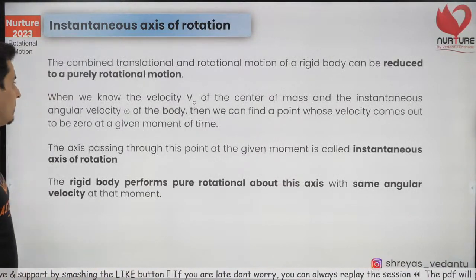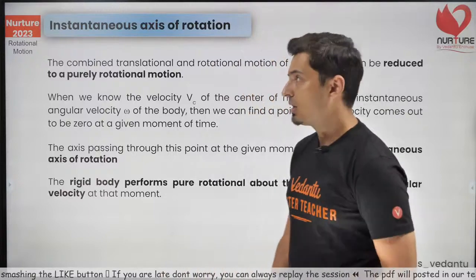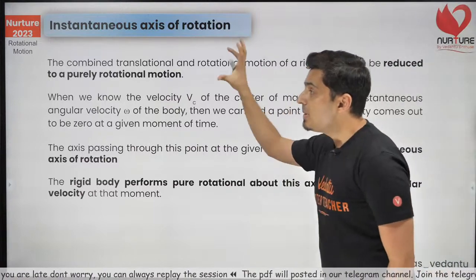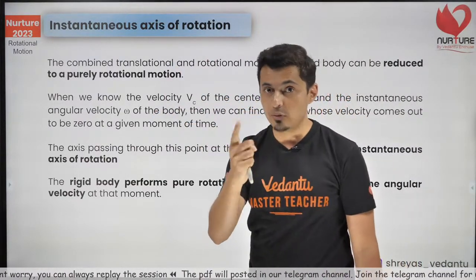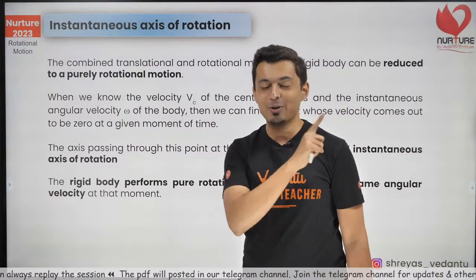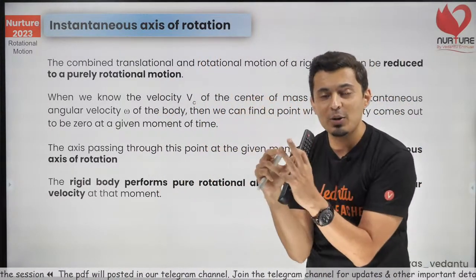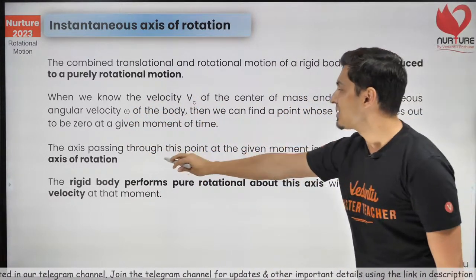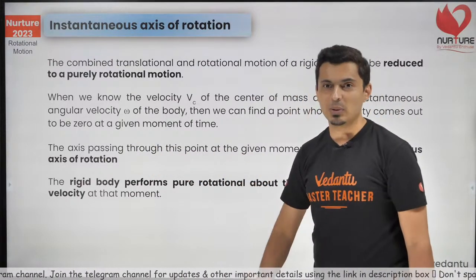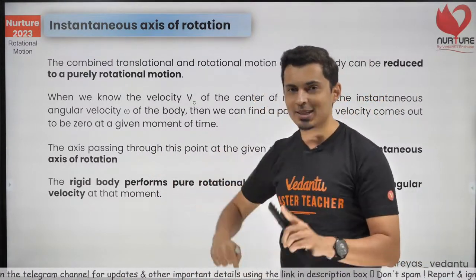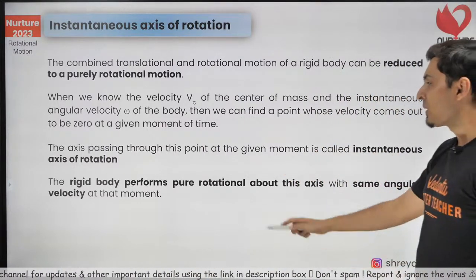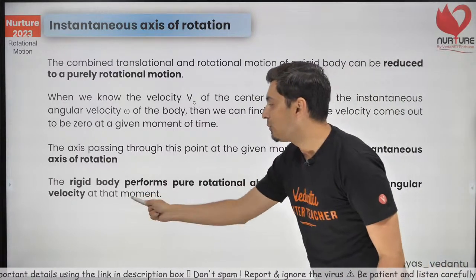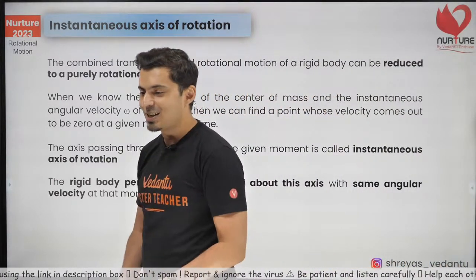But before that, all the important pointers that you need to know. First, go through this. The combined translation and rotational motion of any body can be converted into pure rotation. We are going to figure that out. That's what I told you. Any translating and rotating body can be reduced into just rotation, and that point about which it just rotates is called the instantaneous axis of rotation. The rigid body performs pure rotation about this axis with the same angular velocity at that moment. Remember, I just told you.